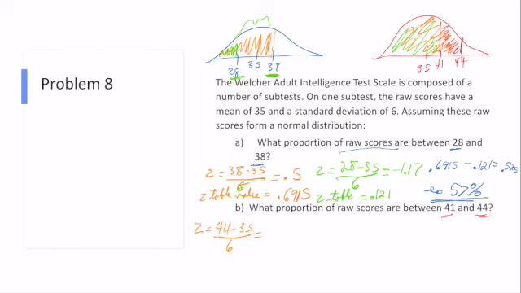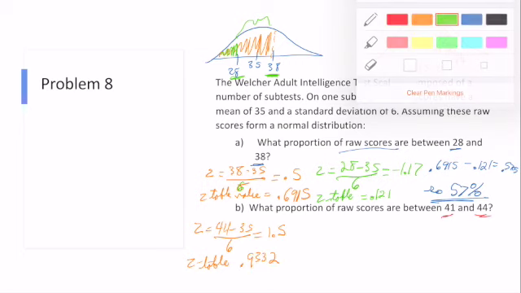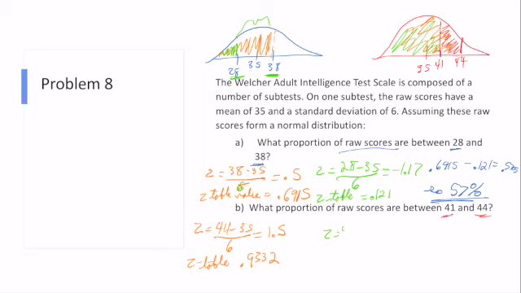That gives me a z-score of 1.5. I look that up in a z-table, and I get a z-table value of 0.9332. Next, I need to find the z-score for 41. So I take 41 minus our mean, which is 35, over our standard deviation, which is 6. That gives me 1. So I find a z-table value of 0.8413.